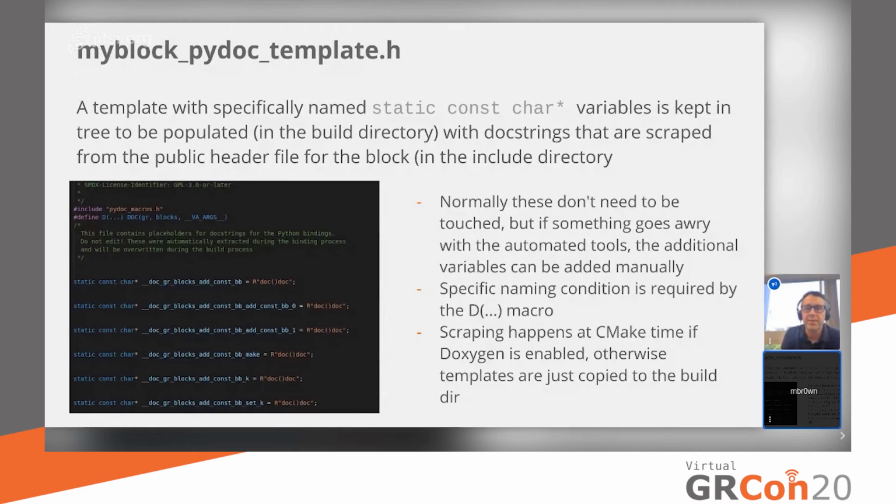So the PyDoc template. There's a file, and you see these variables are named very specifically. Again, if you're using automated tools, these get generated in the way they're supposed to. And then the scraping happens at build time, and a file gets generated with the actual doc strings in between these little tags here.